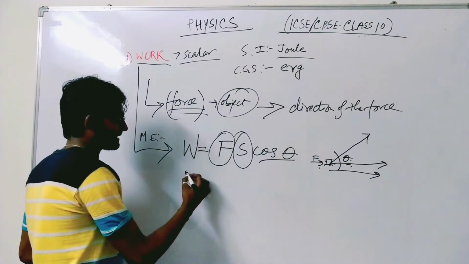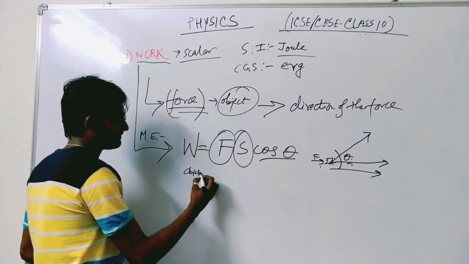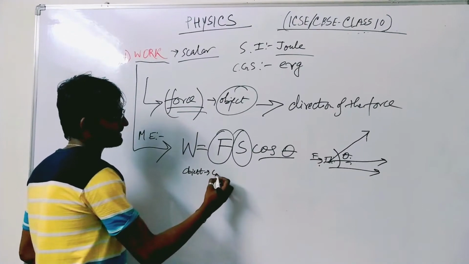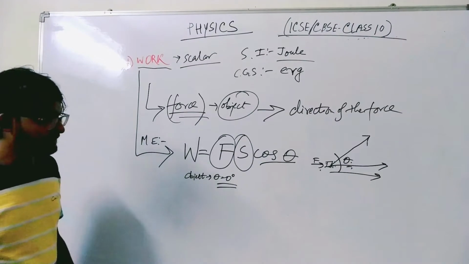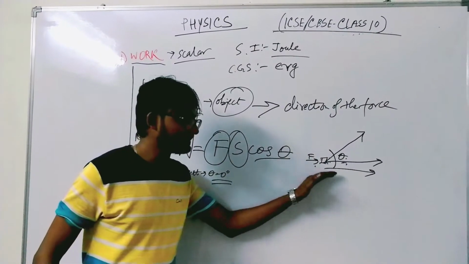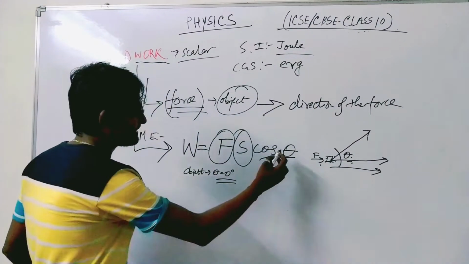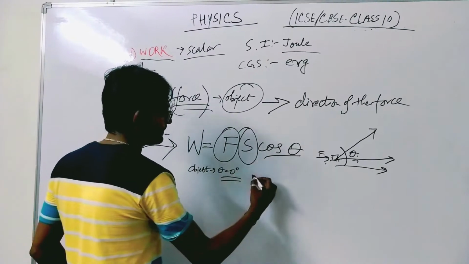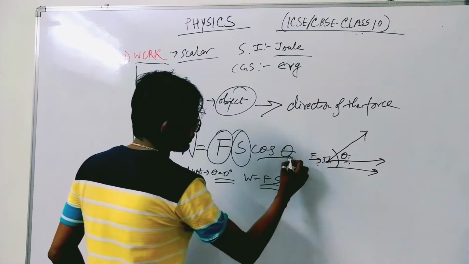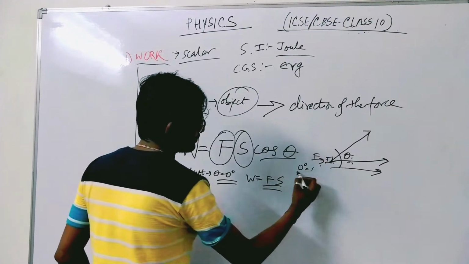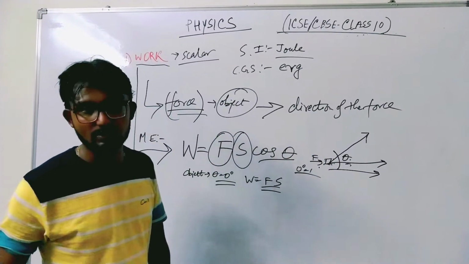So when theta is equal to 0 degrees, why 0 degrees? Because it is moving in the same direction. So here theta will be equal to 0, and W will be equal to Fs. Why Fs? Because cos 0 degrees is equal to 1.